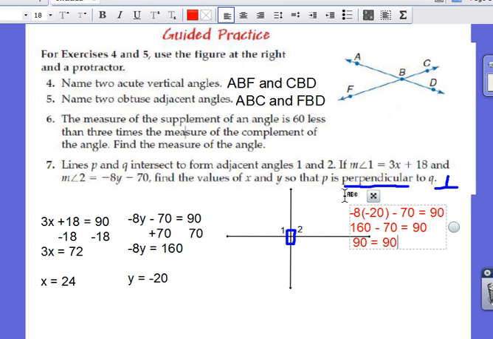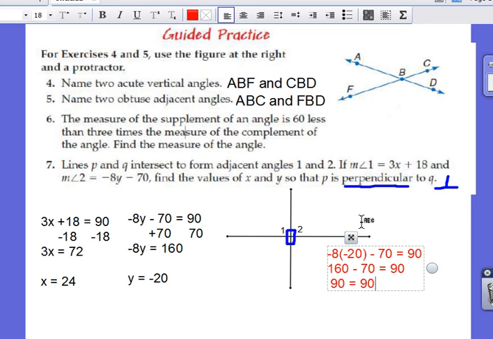That is true. Alright, so I just tested it out for you just in case, because it's a weird answer. We get a negative, so that doesn't look right, so just test it out. If it comes out true, then guess what? It's right.